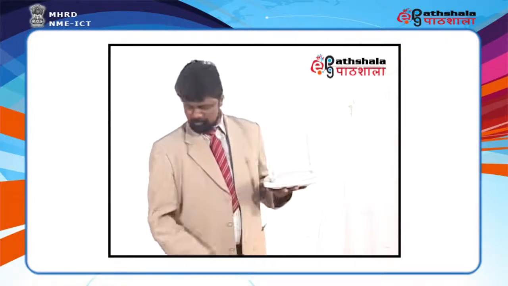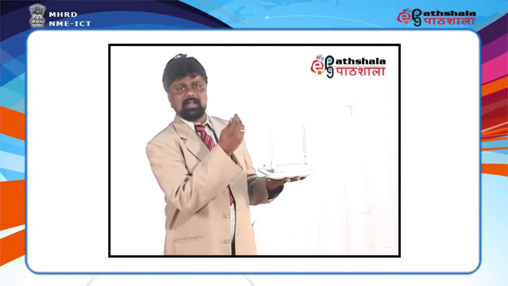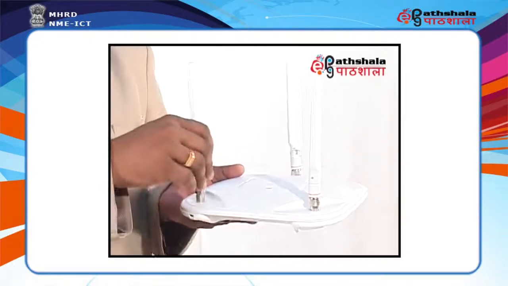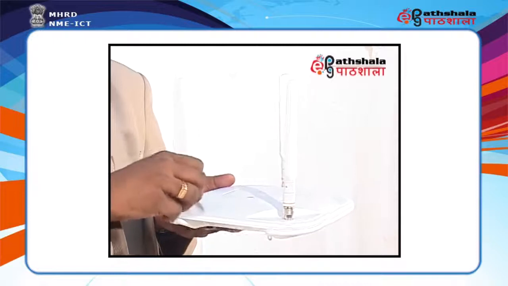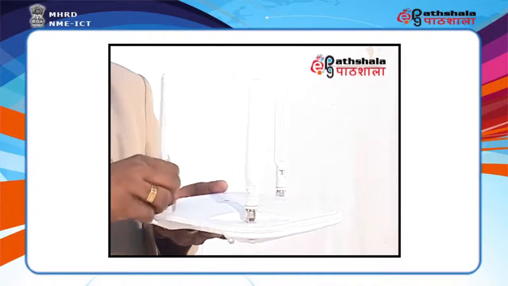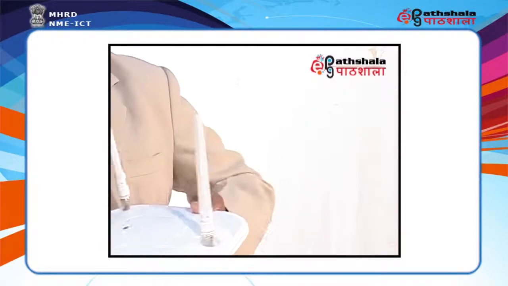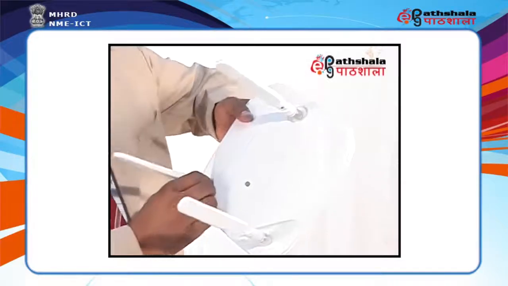In a local area network, we can establish connectivity without wire by using a device called an access point. I have one access point here, and this is the antenna used for it. I have three antennas and I have removed them. This can be plugged into any of the network points. Then this will start transmitting the signal to the various wireless devices.